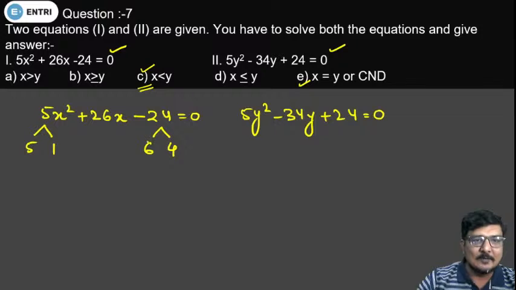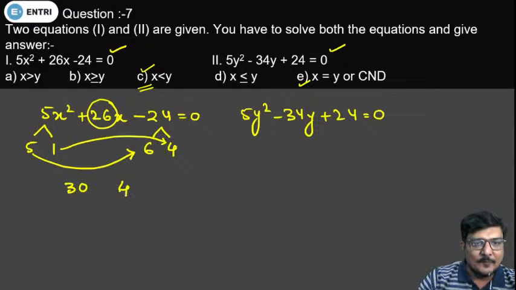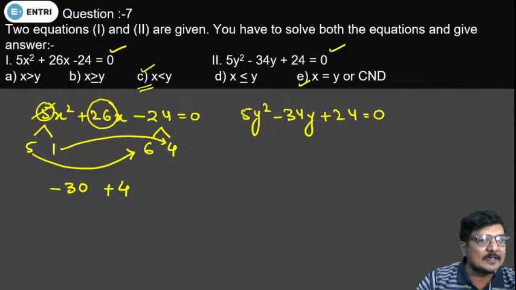The whole purpose of this factorization is that we have to obtain 26 by subtraction. So we multiply 6 by 5, which is 30, and we multiply 1 and 4, which gives 4. So 30 minus 4 gives you 26. The greater number will have the minus sign, and the smaller number will be plus 4. No need to divide by 5, because in both equations the coefficients of x square and y square are the same. So the values of x come out to be minus 30 and plus 4.